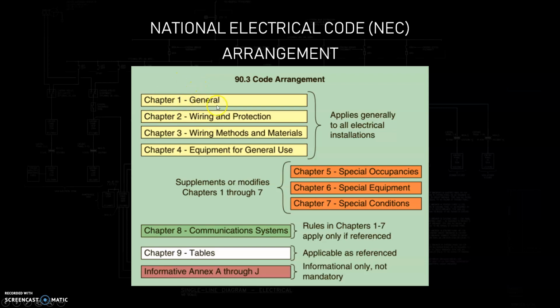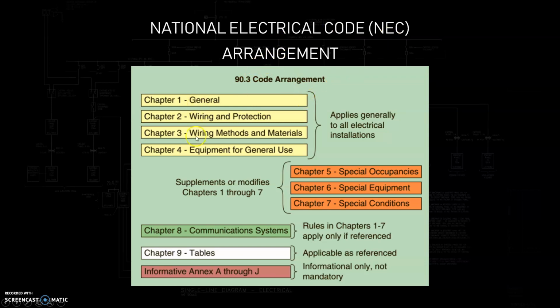But anyway, Chapter 1 is some general info. Chapter 2 covers wiring and protection. Chapter 3 then covers wiring methods. Chapter 4 is equipment for general use. So I'll give you some examples. Wiring and protection: there's going to be some codes in there for overcurrent protection, for grounding and bonding, for services, for branch circuits.